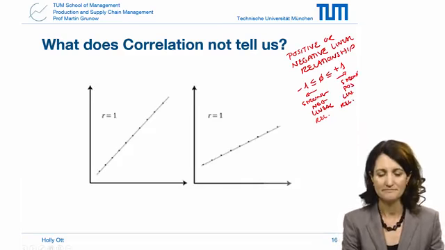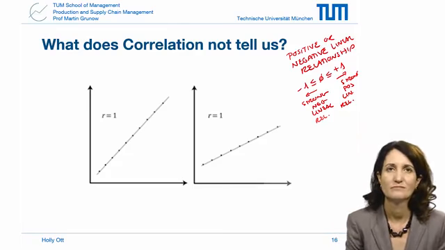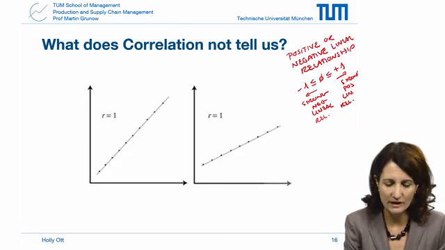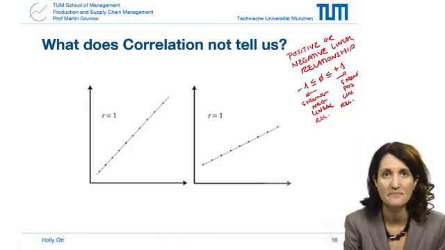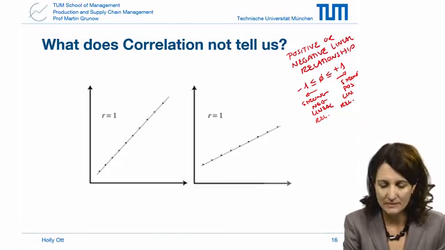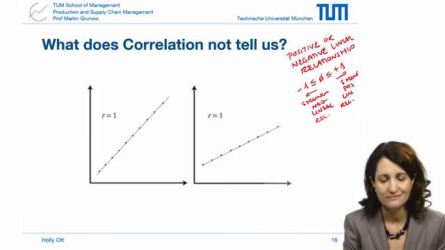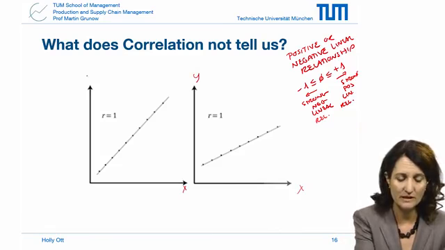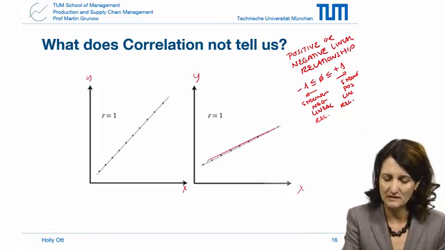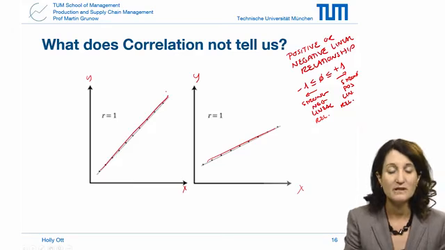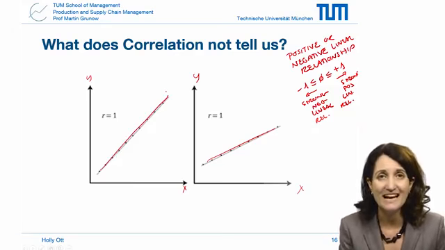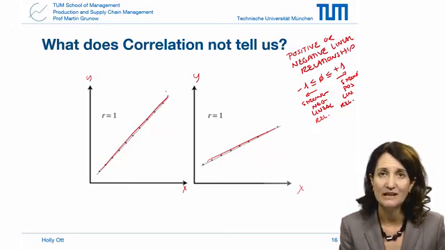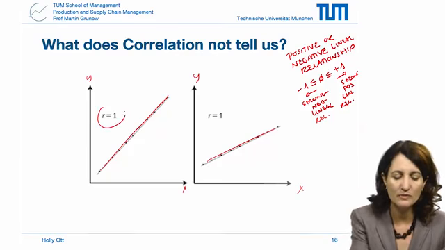But look at this. That's funny, right? R is 1 for both of those. Why is that? Did I make a mistake? X, Y? I mean, they're clearly not the same, right? This one looks like this. This one looks like this. But both the points lie exactly on the line. They're both positive. So R is 1 for both of these.